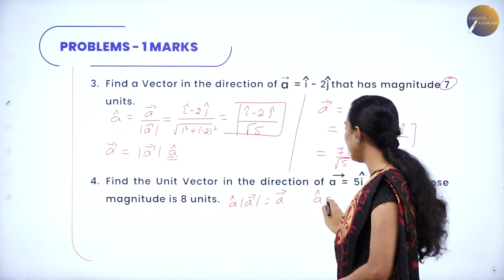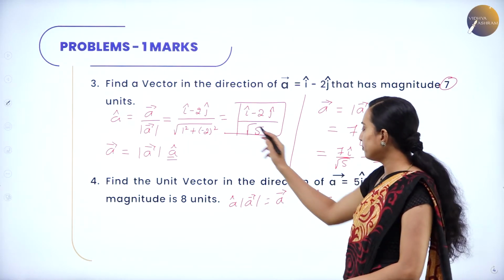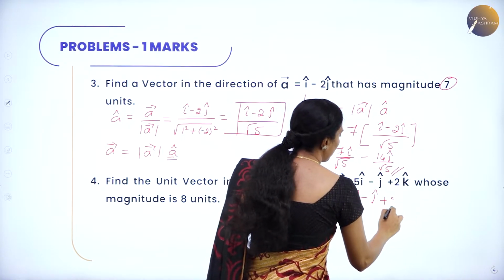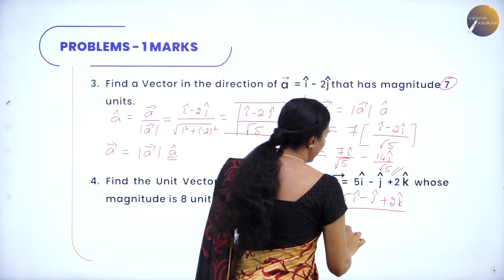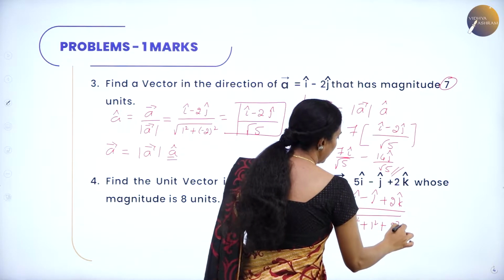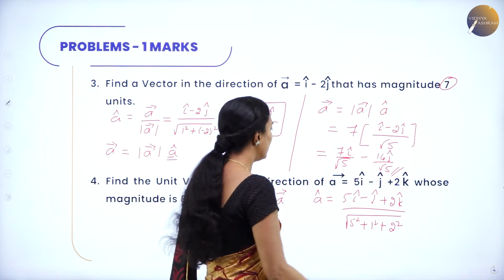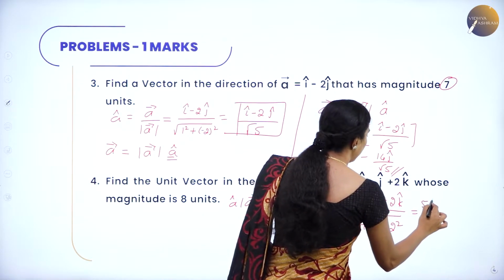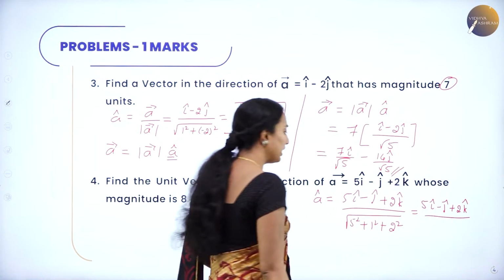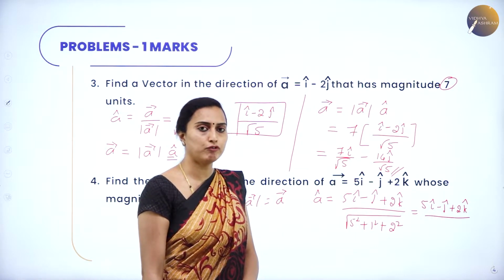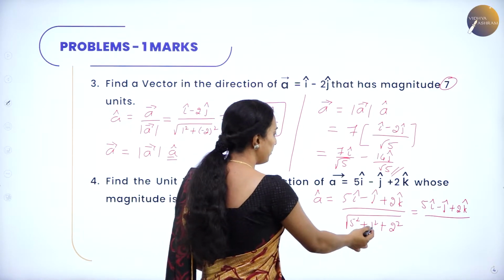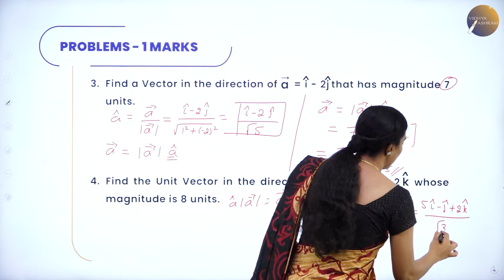First let us find a cap, which is nothing but 5i minus j plus 2k divided by the root of 5 squared plus 1 squared plus 2 squared. Anyway, minus 1 squared is plus 1 only. So it is 5i minus j plus 2k divided by 5 squared is 25 plus 2 squared is 4. So 25 plus 4 is 29, 29 plus 1 is nothing but the root of 30, correct?